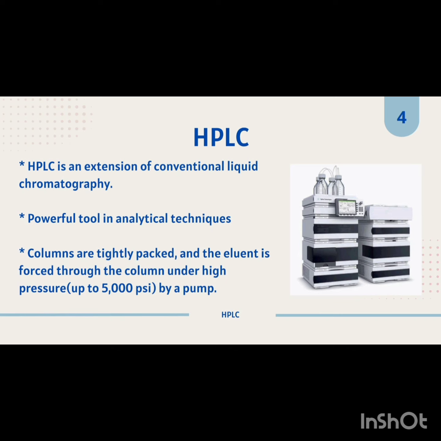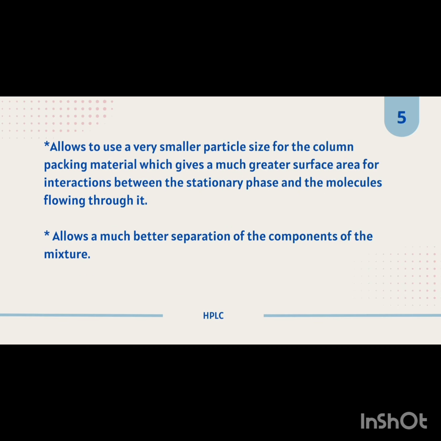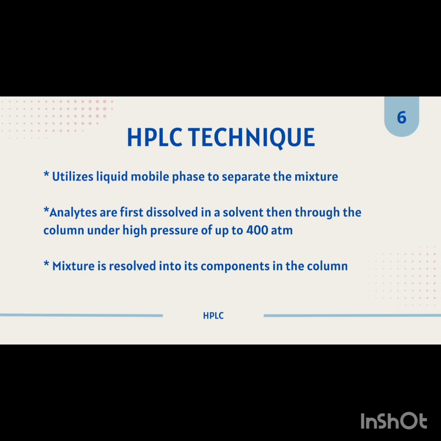Columns are tightly packed and the eluent is forced through the column under high pressure, up to 5,000 psi, by a pump. This allows the use of a much smaller particle size for the column packing material, which gives a much greater surface area for interactions between the stationary phase and the molecules flowing through it. This allows a much better separation of the components in the HPLC technique.